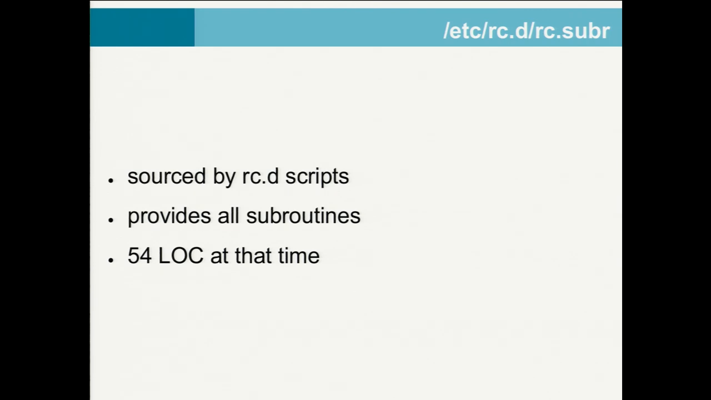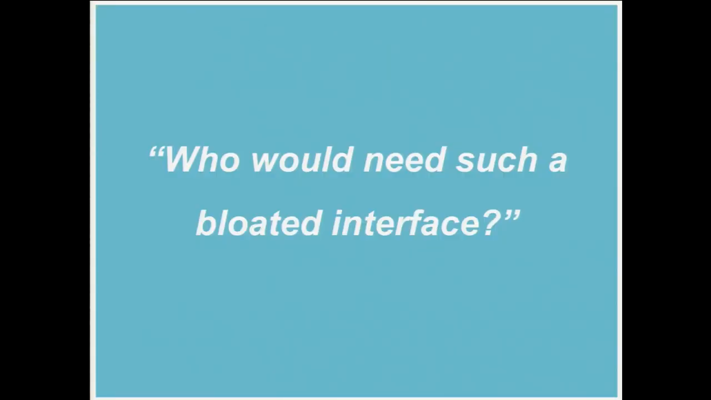At the time, rc.subr, which provides all the subroutines to RCD, was 54 lines of shell code. From my point of view, that's pretty small. When we committed it, we got this kind of answer. So that's what I mentioned earlier. We knew it would be a challenge: 54 lines of shell code called a bloated interface.